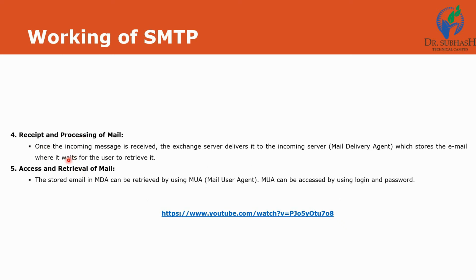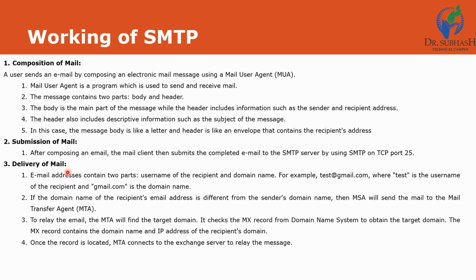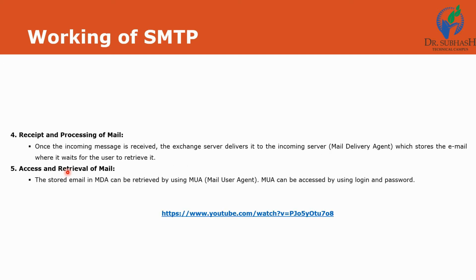Receipt and processing of mail. Once the incoming message is received, it is used by the local client. The exchange server delivers it to an incoming server. It checks for any mail for us after every 60 seconds, then it will retrieve and access the mail. There are 5 steps: composition of mail, submission of mail, delivery of mail, receipt and processing of mail, and access and retrieval of mail. I hope up to this it is clear.